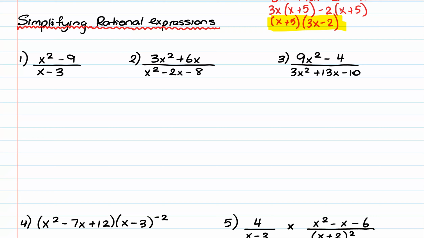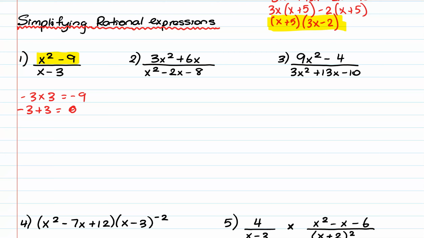So looking at this first one over here, we've got x squared minus 9 over x minus 3. So we want to factorize the top. Really important: if you look at that, that is just a difference between two squares. So if we're trying to factorize this, I can just go, well, two numbers that multiply to negative 9 but add up to 0. Well, we know that negative 3 times 3 equals negative 9, and negative 3 plus 3 equals 0.